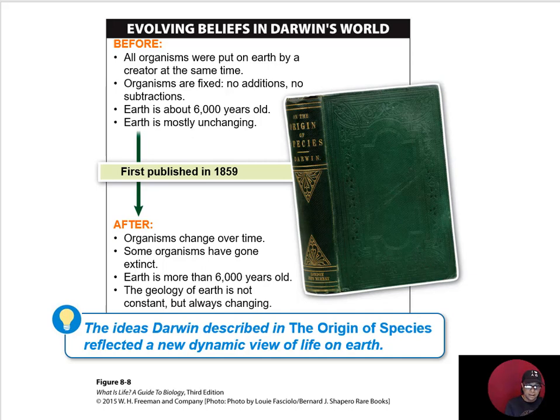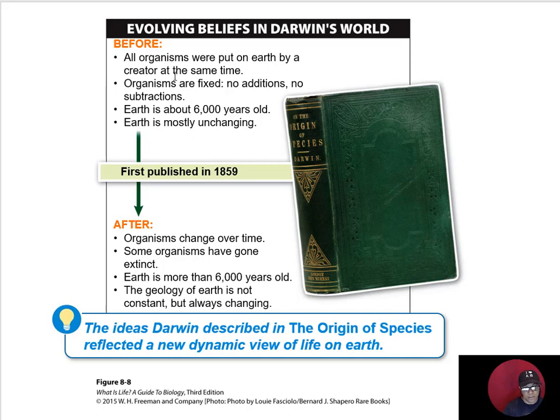And what the theory of evolution really is, it's just about the change in the frequency of alleles in a population over time. That's it. That is the theory of evolution. So let's dig into it a little bit more.